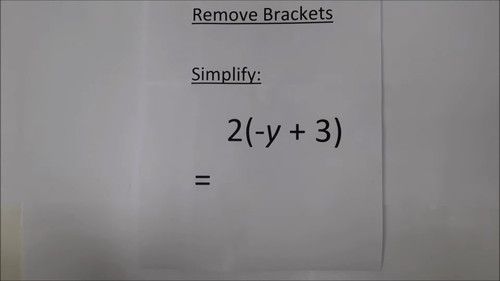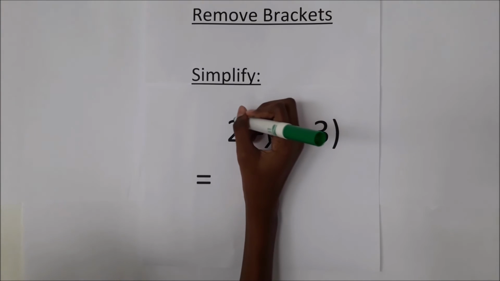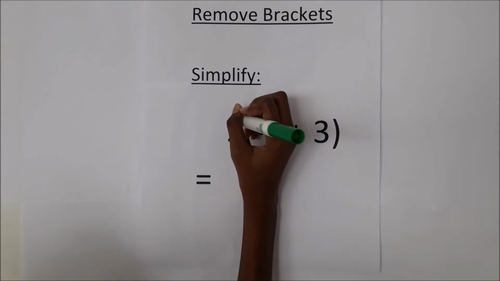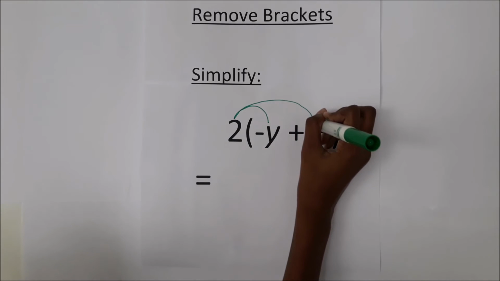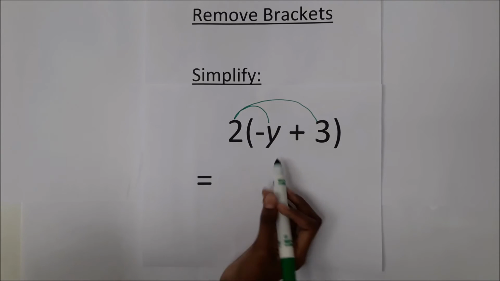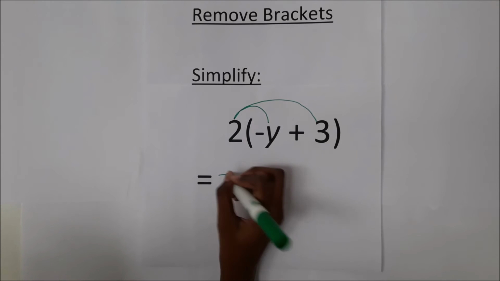Okay, Rafaela, go ahead. Simplify 2 open bracket negative y plus 3 close bracket. Working. Multiply 2 by negative y. Multiply 2 by positive 3. 2 times negative y is negative 2y.